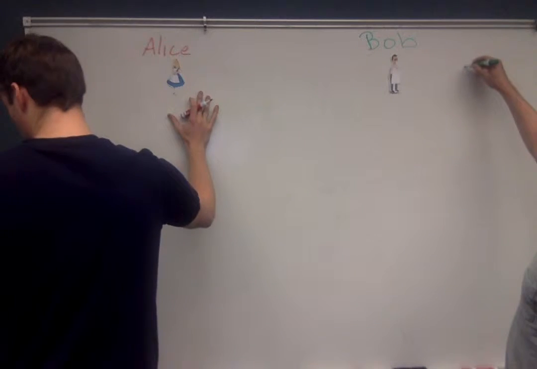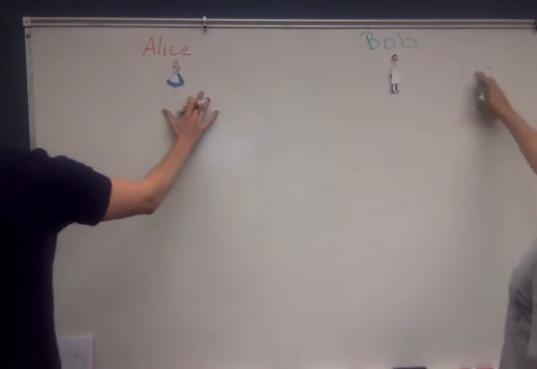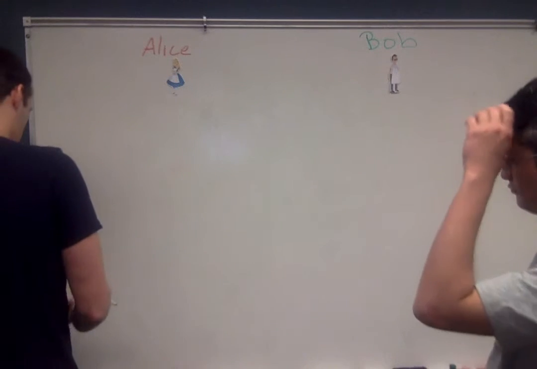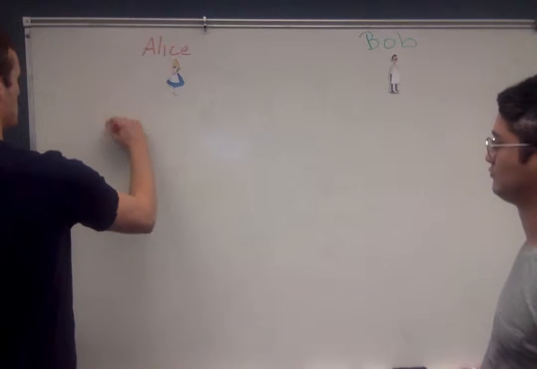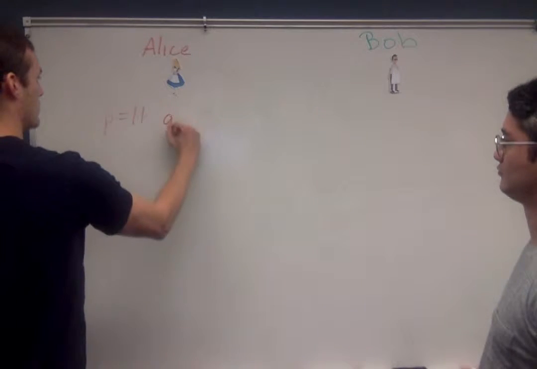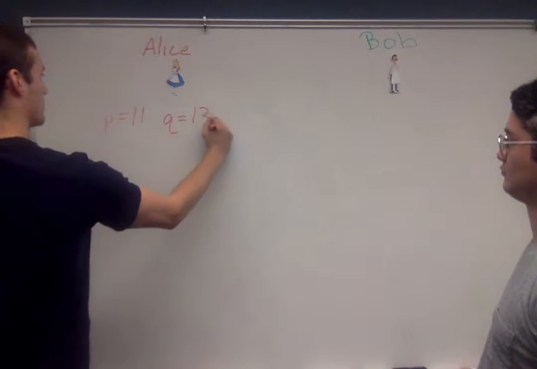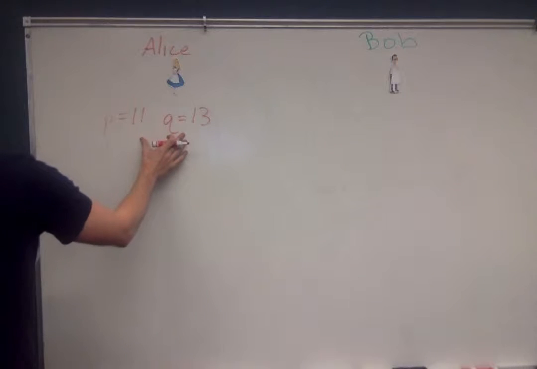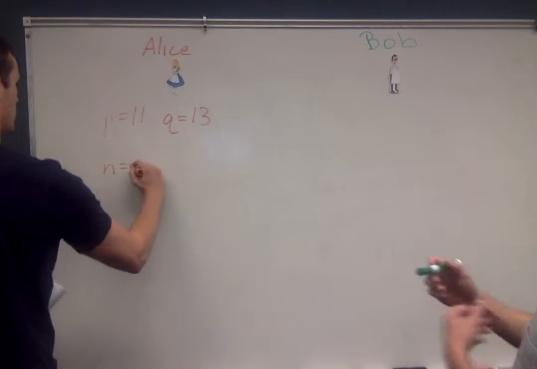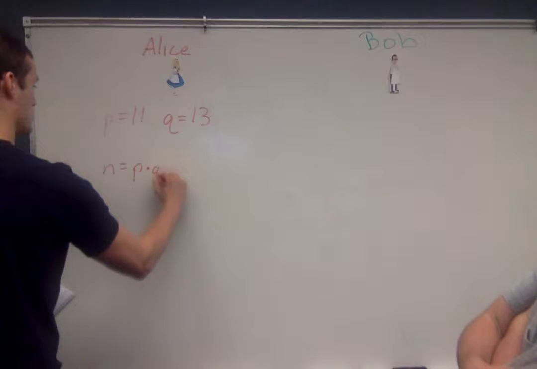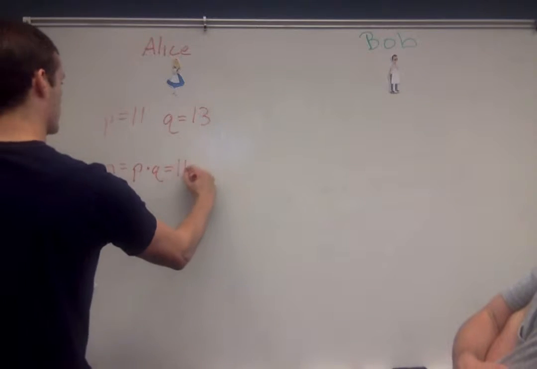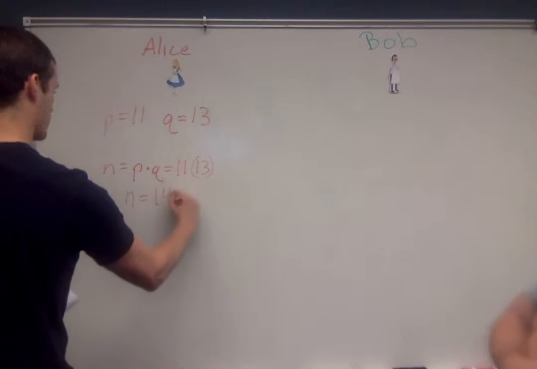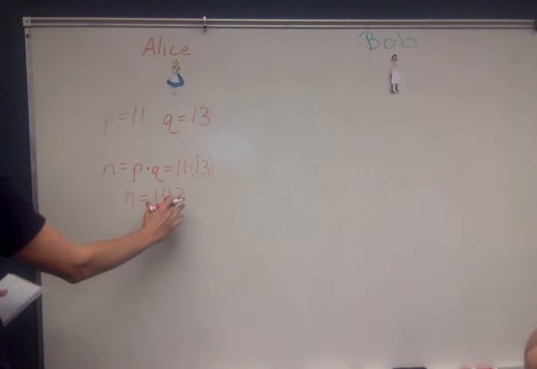The first thing Alice needs to do is write down two random prime numbers and label them P and Q. Let's just say that Alice says P equals 11 and Q equals 13. Next, we're going to multiply these two numbers and label that N. So N equals P times Q, which equals 11 times 13. So N equals 143. That's going to be a part of her public key that she's going to share with Bob.